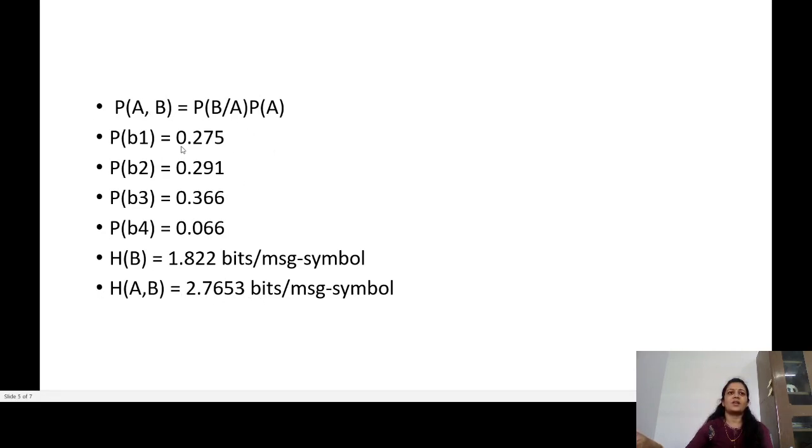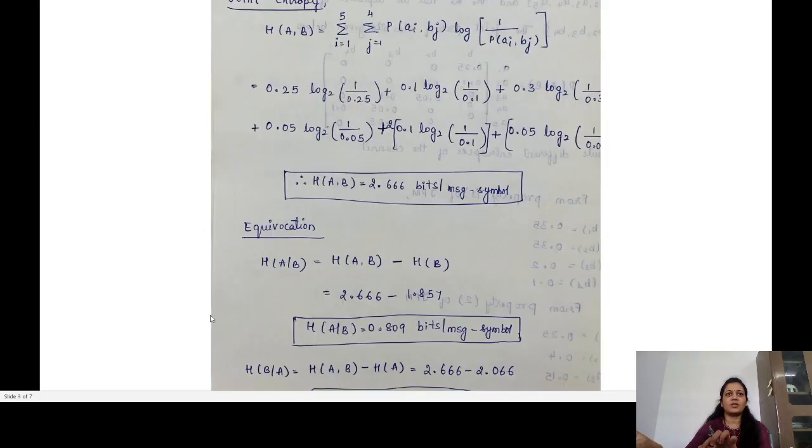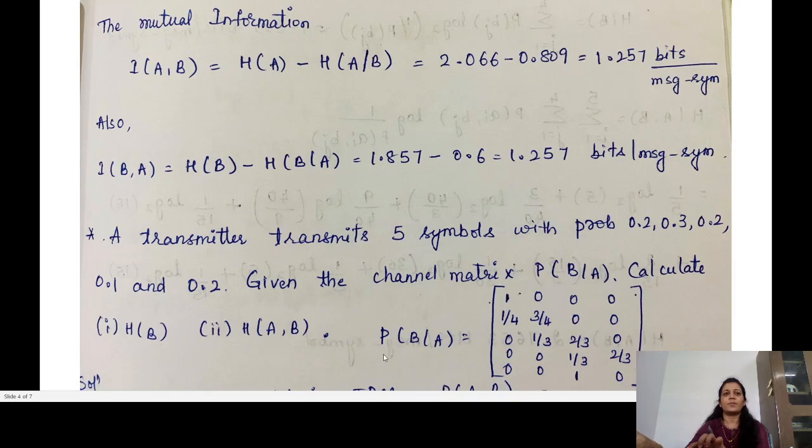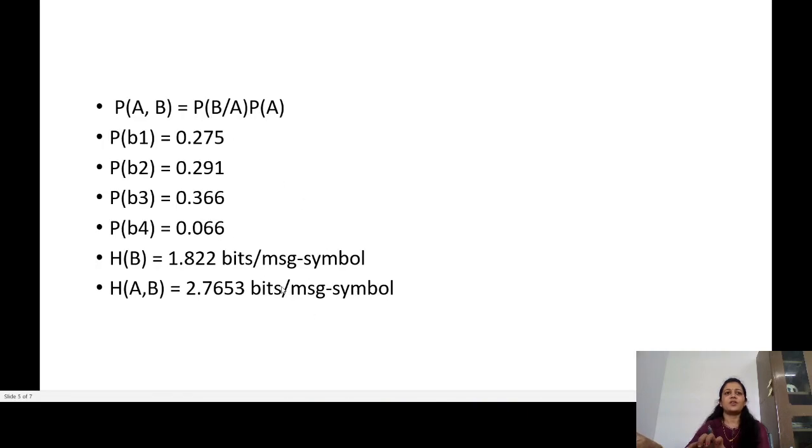However, the formula for calculating these values are again discussed in our previous problems. The same formula you are going to use even here. Okay, just verify your answers with the answers whatever I have given over here.